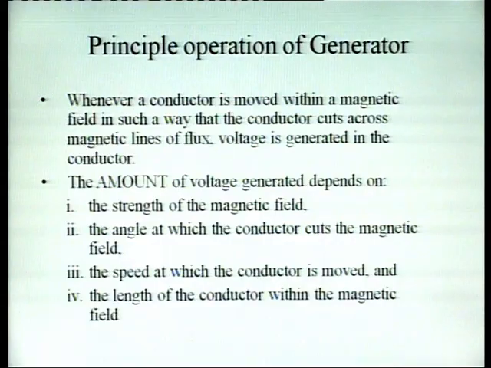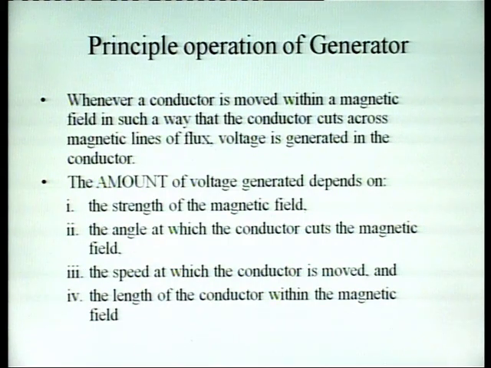Now, principle of operation of generator. The basic principle of a generator is electromagnetic induction, that is, whenever a conductor is moved within a magnetic field, or whenever a conductor cuts the magnetic field in such a way that it cuts across the magnetic lines of flux, voltage is generated in the conductor. So, whenever a conductor cuts the magnetic flux, an EMF will be induced in the conductor.